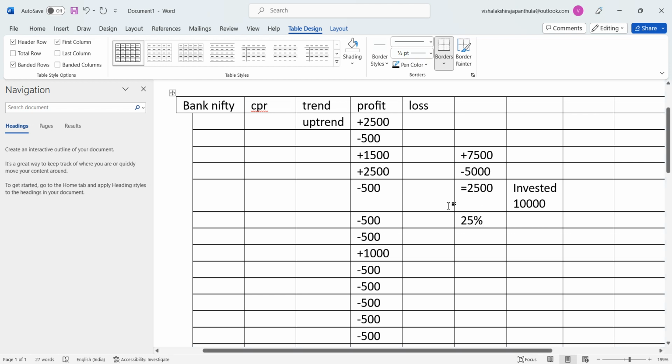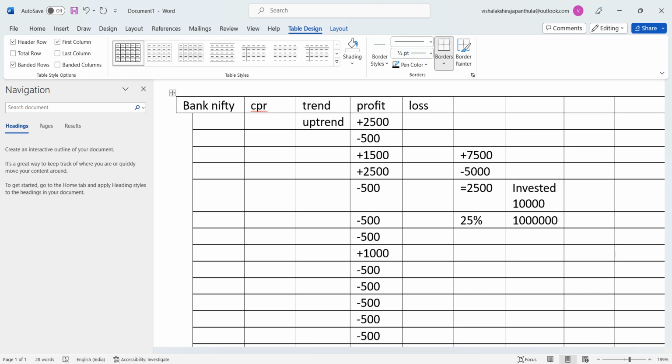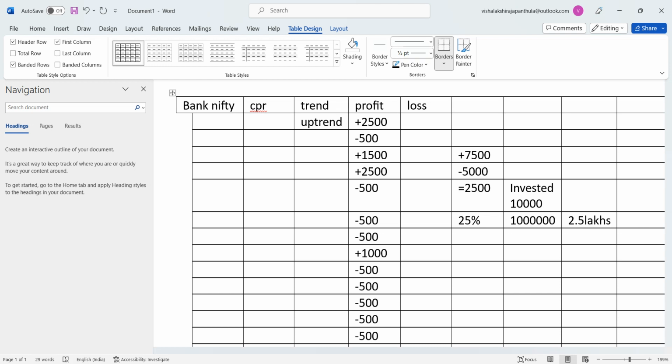You have 25% returns. That means if you would have invested 10 lakh rupees, you are going to get 2.5 lakhs as the return. This is how it works. Once you understand this, you don't care about the losses. You care about how much you can make by the end of the month. This is how professional traders operate.